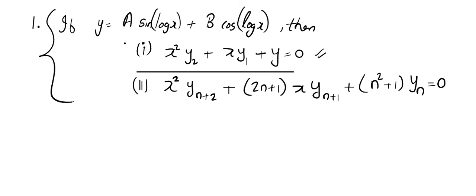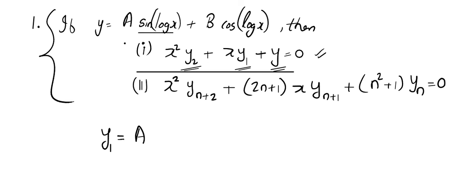Okay, so look at this expression. We can see y, which is the given function, y1 the first order derivative, and y2 the second order derivative. So what we do is we will find y1. Look at this, capital A, capital B, if not specified, will be treated as constants.